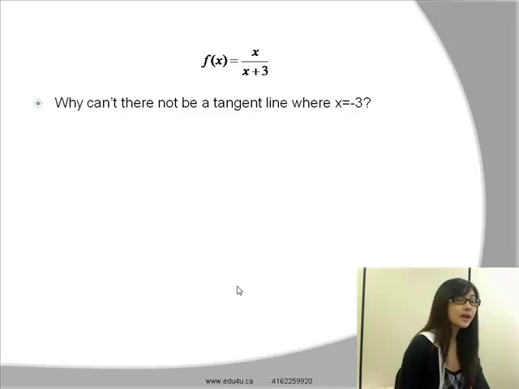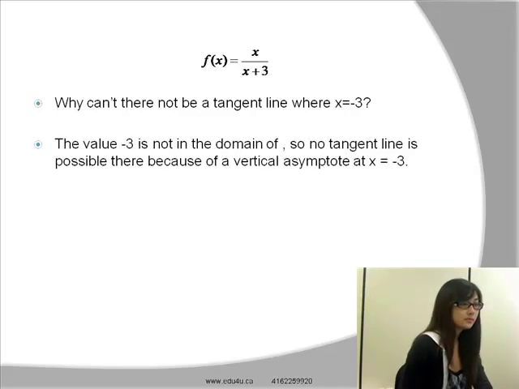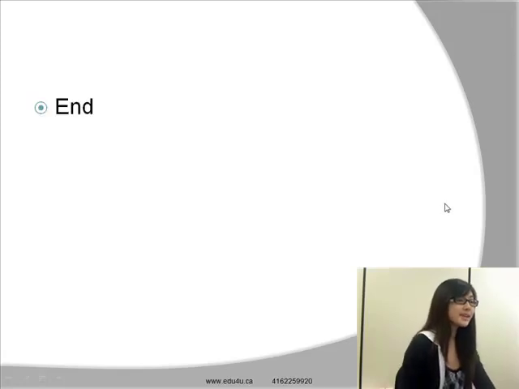So as a continuation of the last question, why can't there be a tangent line where x equals negative 3? Well, the value of negative 3 is not in the domain because the denominator cannot be equal to 0. So no tangent line is possible there because of the vertical asymptote at x equals negative 3.